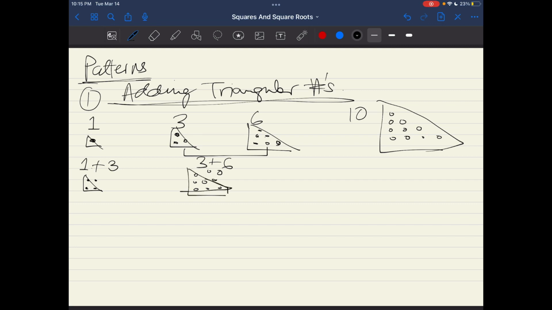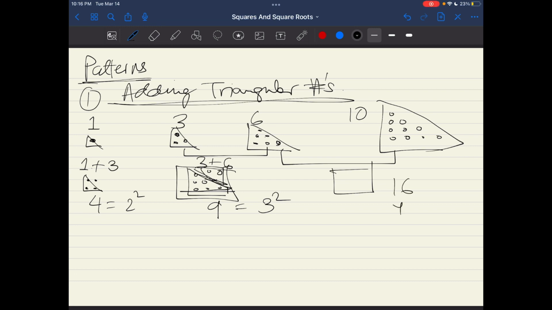This was one triangle, and then this was the other triangle, right? But we get a square. And similarly, if we were to add 6 and 10, we will again end up having a square. We see that adding 1 plus 3 gives us 4, which is 2 squared. Adding 3 and 6, we get 9, which is 3 squared. Adding 10 and 6, we get 16, which is 4 squared. So on and so forth, right?